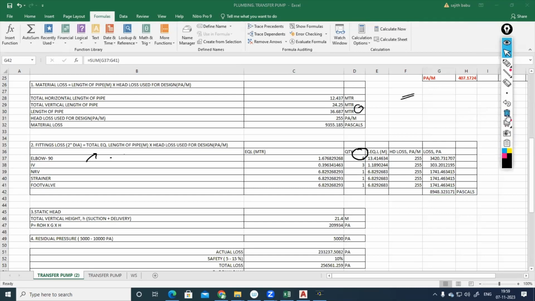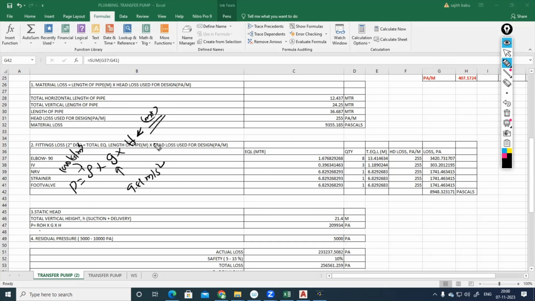Total vertical height, from the suction to the delivery. So gravity, static head, you can consider the same equation: P is equal to rho into G into H. Rho is 1000 kilogram per meter cube. G is acceleration due to gravity, 9.81 meter per second square. H is pump head or pump total vertical height in meter, vertical height in meter plus suction plus delivery.